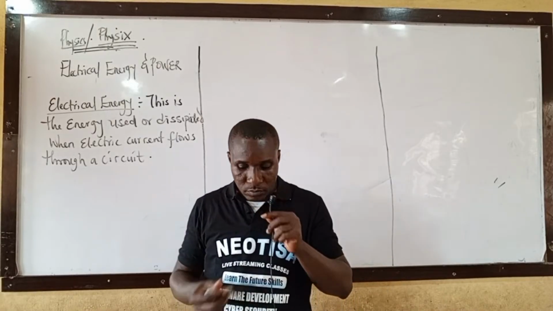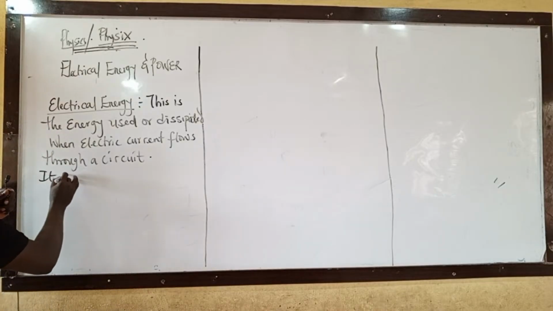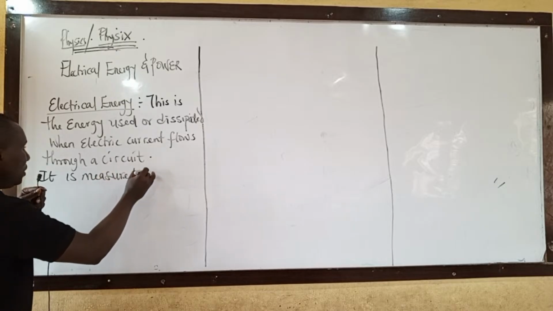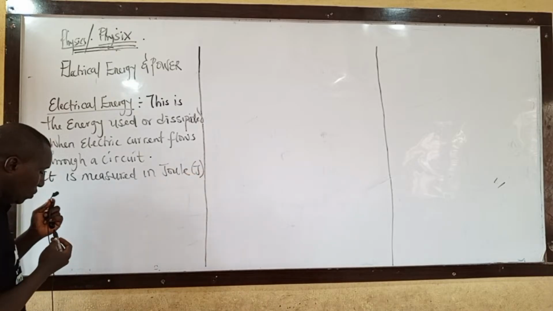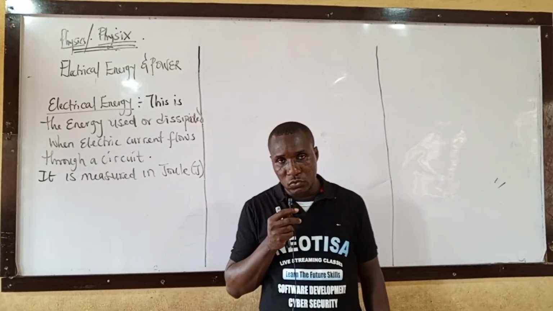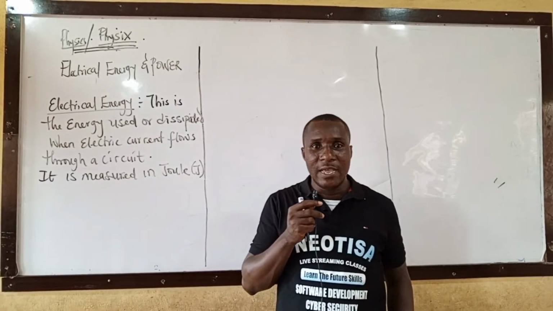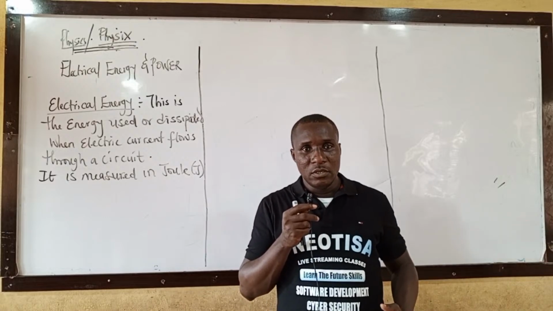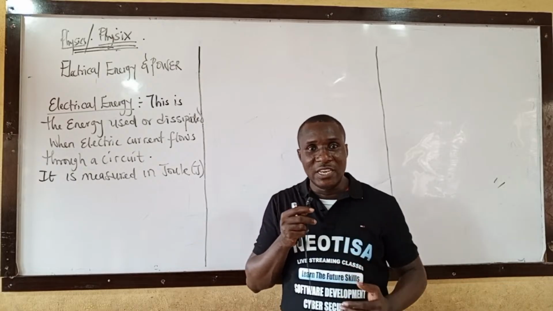And electrical energy is measured in joules. Write it down. Electrical energy is measured in joules. Please take note. What is the commercial unit of electrical energy? Like you have your NEPA, your PHCN. They sell energy to us. We pay for the energy that we use.